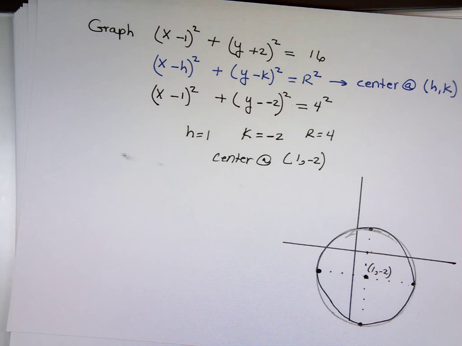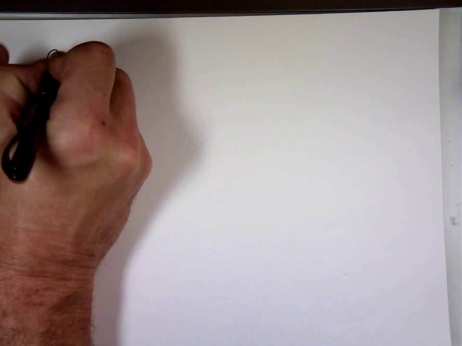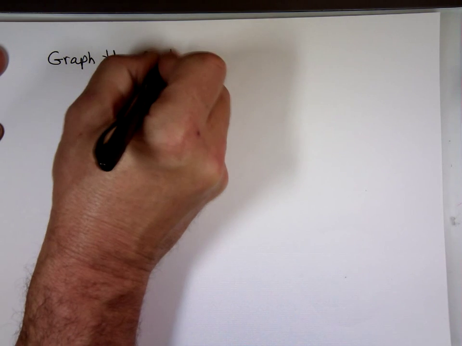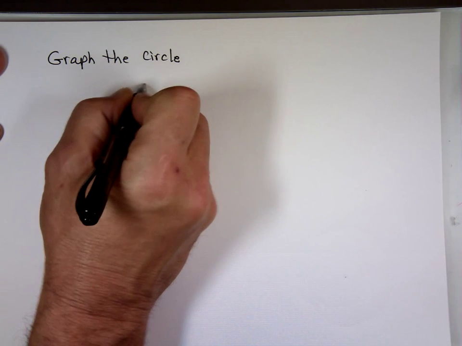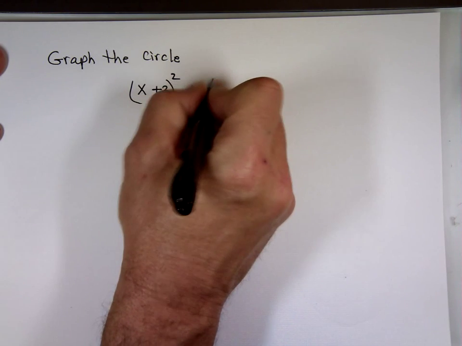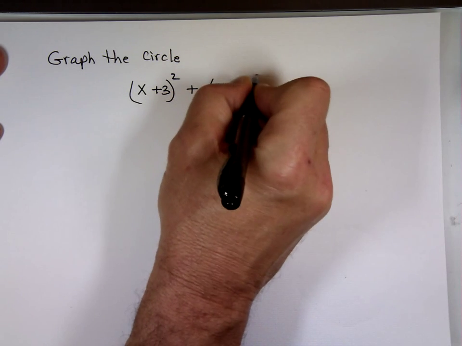Let's try another one. I'll do another graph there. Graph the circle. I'm telling you it's a circle. X plus 3 squared plus y minus 2 squared equals 25.